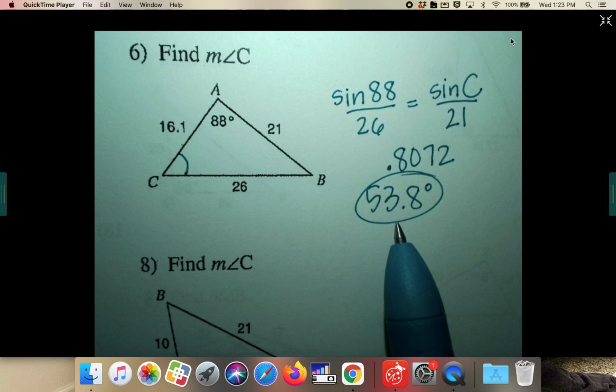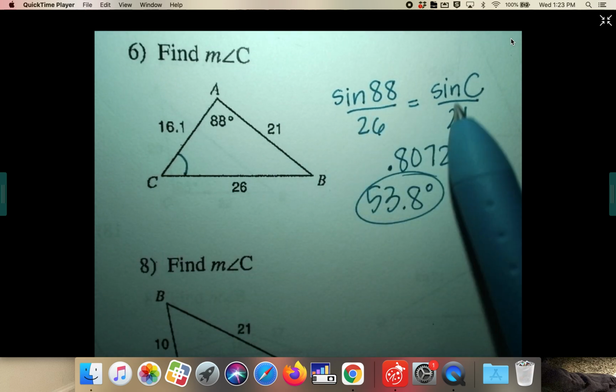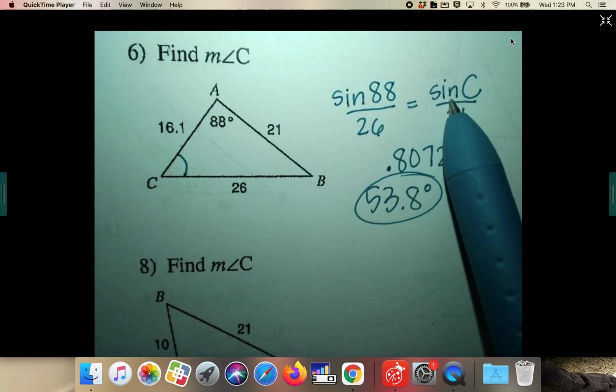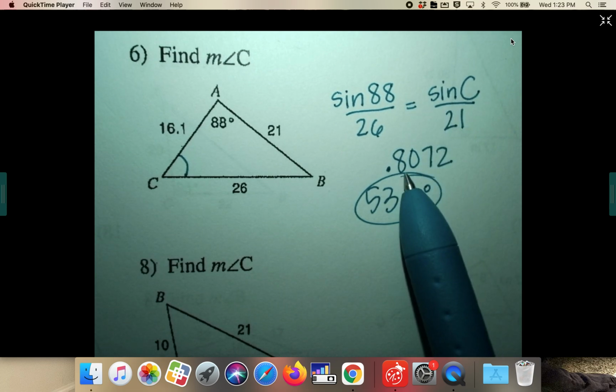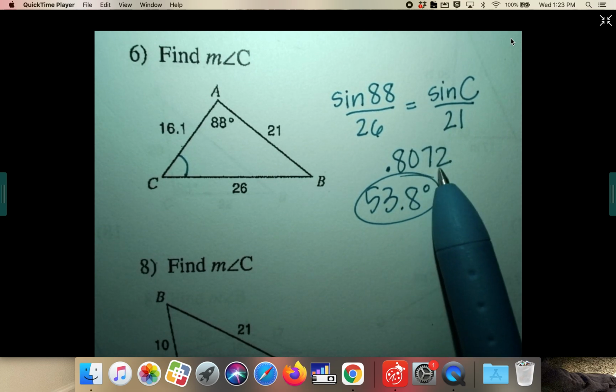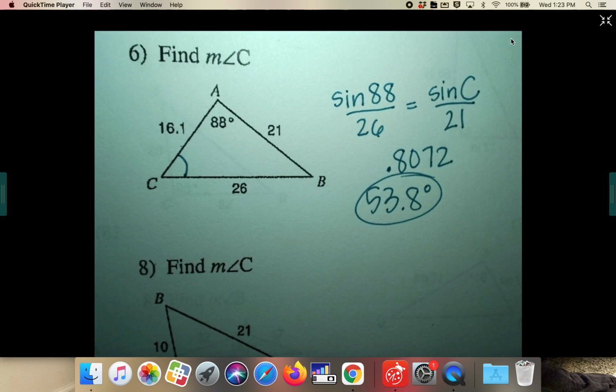Okay, so here's what you need to know. If you're looking for an angle, you do it the same way, but once you get it, you haven't used your sine function yet. So you need to do the inverse sine of your decimal to get the actual degrees of the angle. So let me do a couple more of these with you.